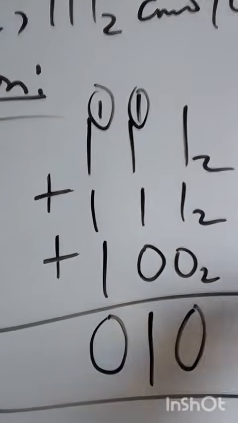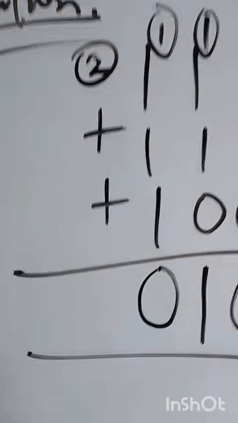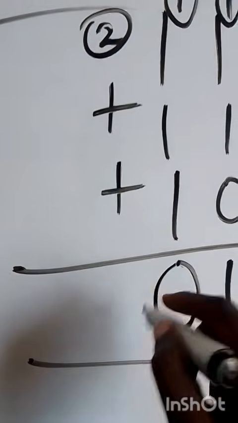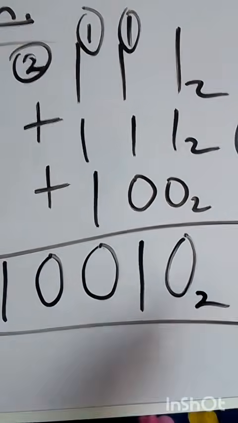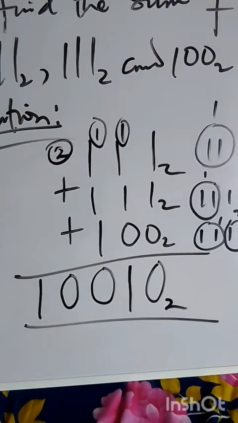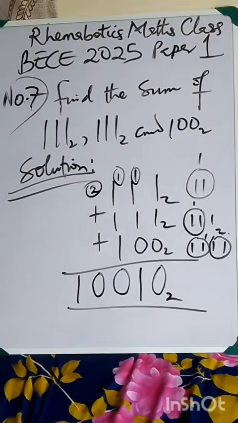Then we are going to carry 2 to this side. But that 2 we are not going to write it here, because normally 2 is supposed to give us remainder 0, carry 1. So that's our final answer. Make sure you pause, you rewind the video so that you can understand it better.